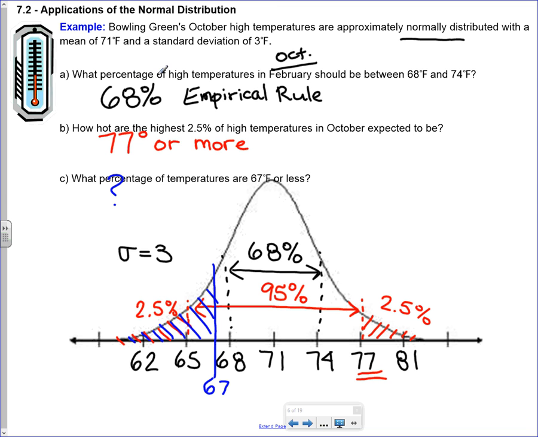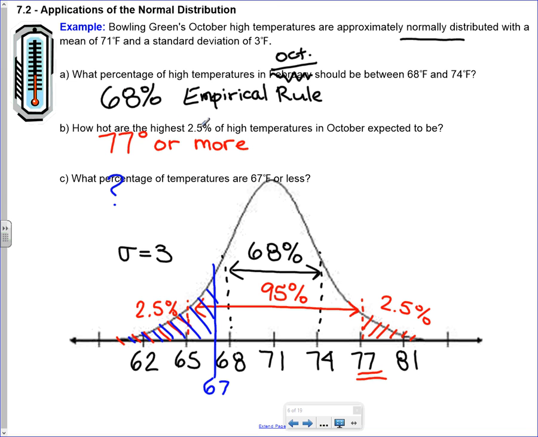So the first question said, what percent of high temperatures, and this should say October. I told my class that I kind of changed back and forth which month I use on here, and I just didn't update that one. So we're talking about October. What percentage of high temperatures in October should be between 68 and 74 degrees? So we go down here and we see that 68 and 74 are both one standard deviation away from the mean. They're both 3 degrees away from 71. And so we know from the empirical rule that 68% of our data falls within one standard deviation of the mean. So our answer is just 68%. That's all we have to do for that one.